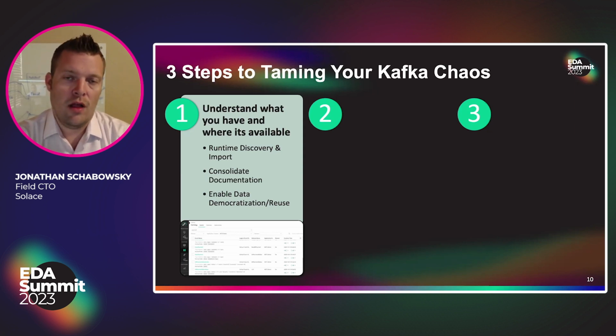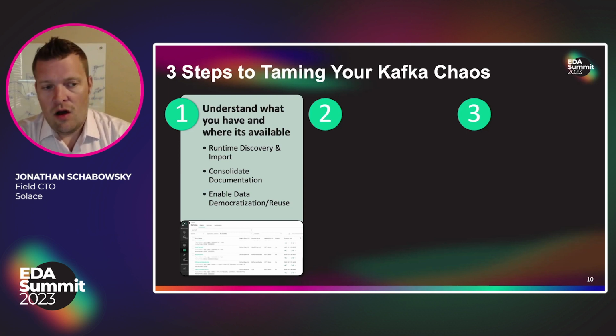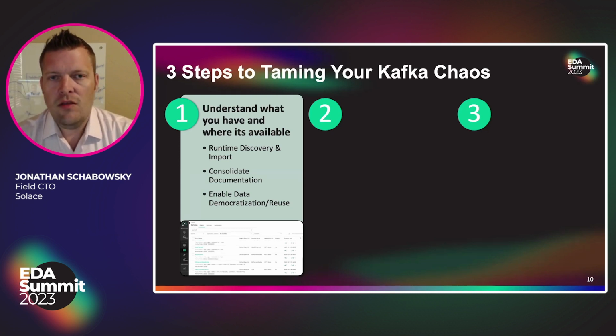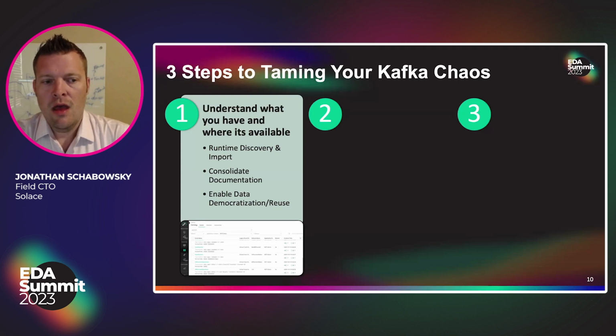So once you've figured out what clusters you have, you can then install our runtime agent. And our runtime agent will allow you to discover and import the different topics, consumer groups, and schemas that are available within each of these clusters, and obviously the corresponding Confluent schema registry. Once you've imported that information into the event portal for Kafka, you're then able to consolidate the documentation. Now all of the documentation around your event streams can reside within the event portal and be maintained and kept up to date.